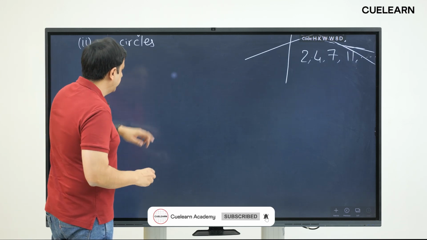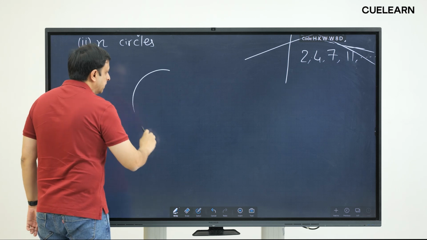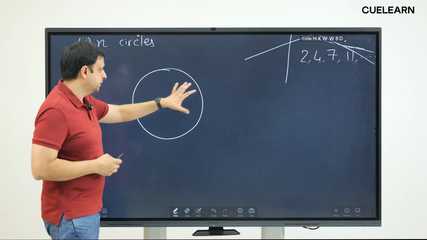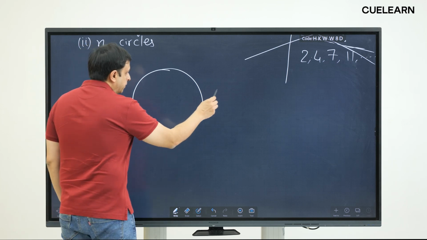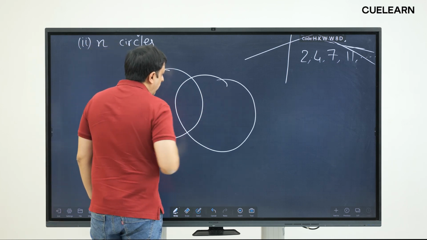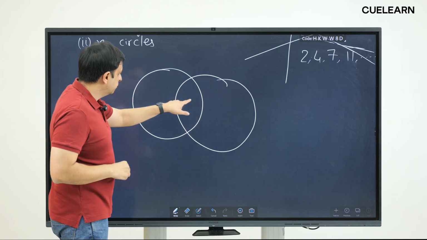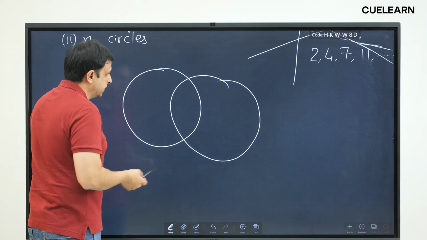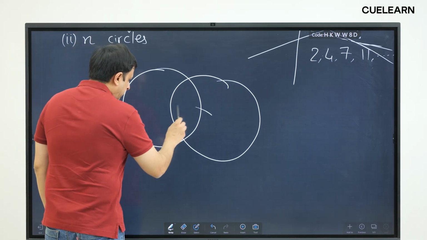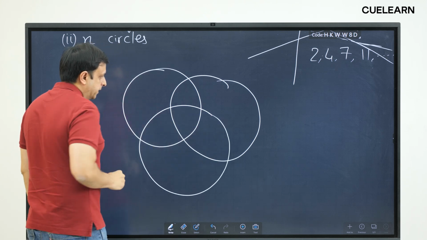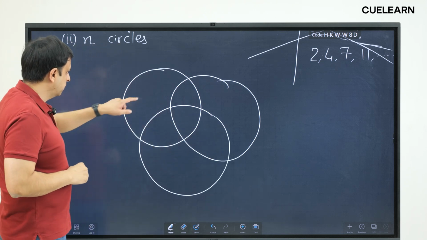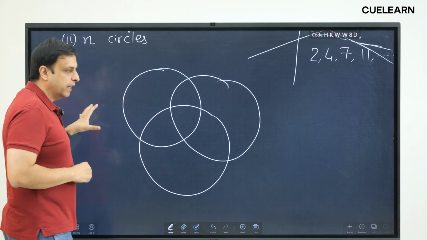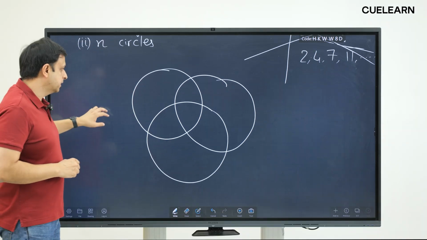So let me start with one circle. One circle will divide the plane into two regions, the inside region and the outside region. Now if I draw another circle, how many regions do I get? So I get 1, 2, 3 and the outside region, that is 4. So 4 regions in case of two circles. What if I draw a third circle now like this? So how many regions do I get now? So 1, 2, 3, 4, 5, 6, 7 and 8. So I have 8 regions with 3 circles.